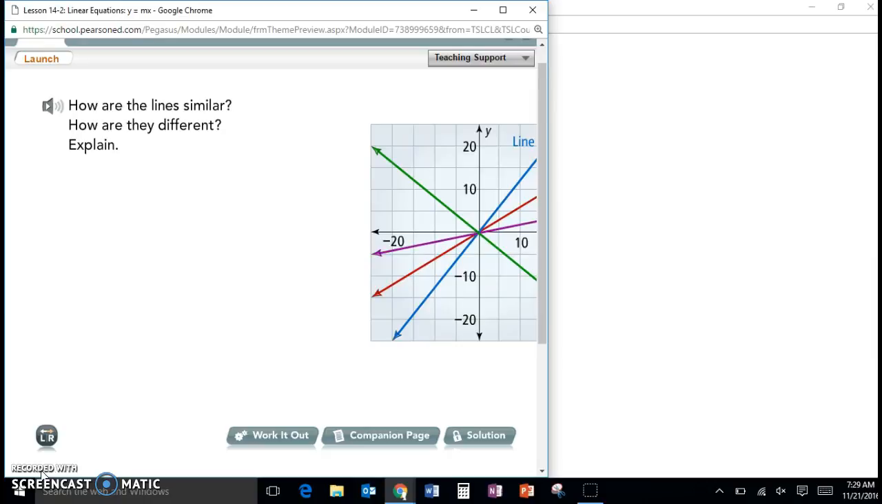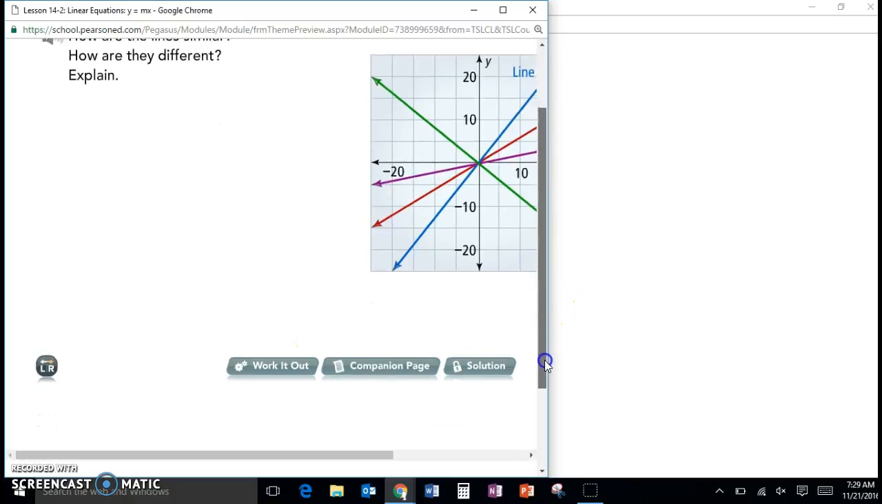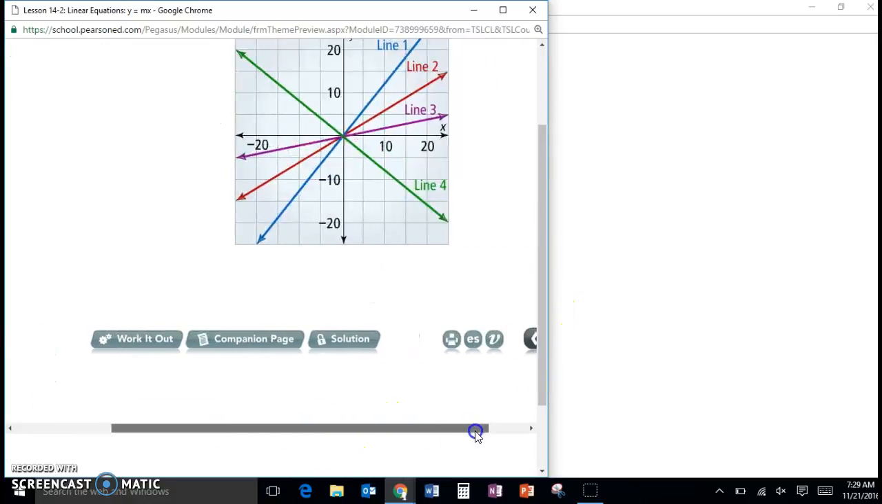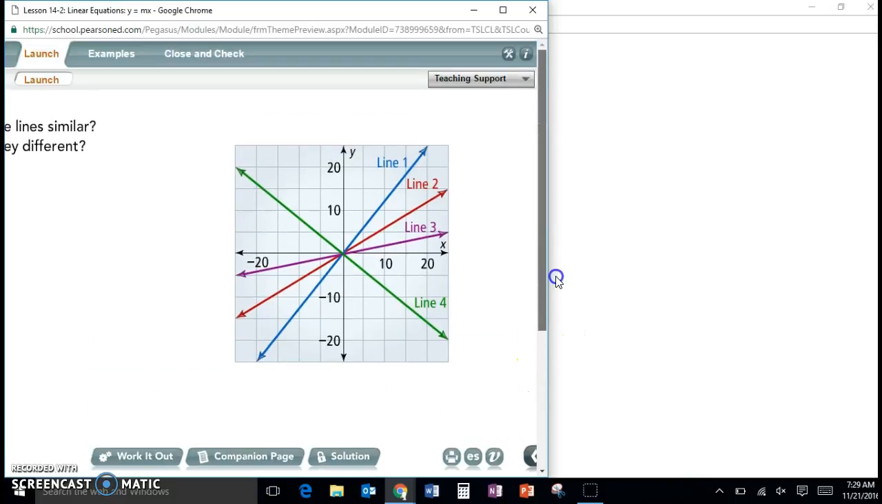Today we're going to be talking about linear equations, y equals mx. So in the launch, it says, how are the lines similar and how are they different? Explain. Well, if we look at these lines, and let's talk about similar first, we could say that they all represent a proportional relationship because they're straight lines passing through the origin. So that would be a similarity.